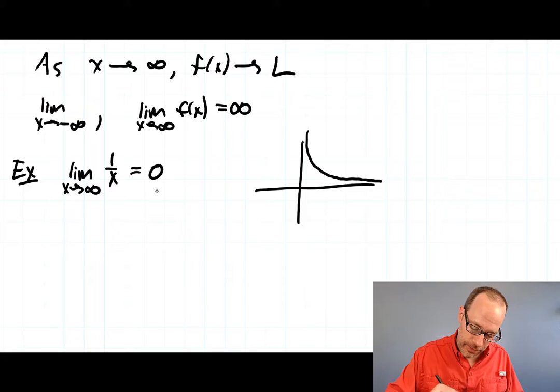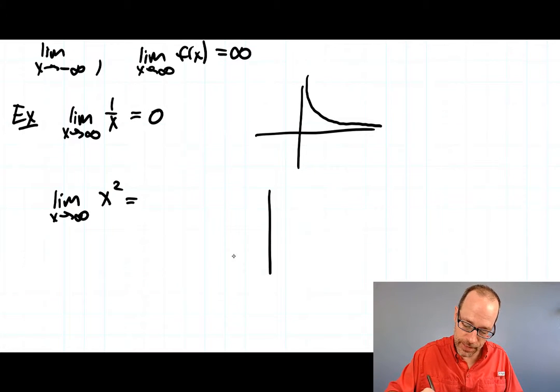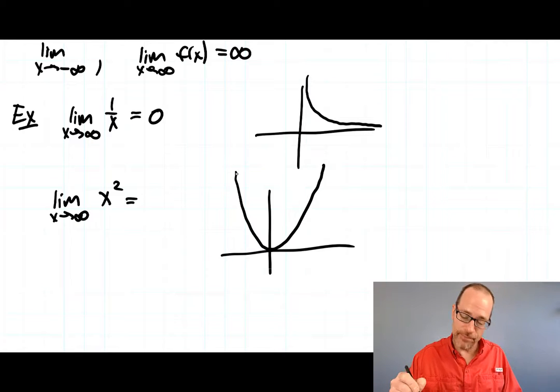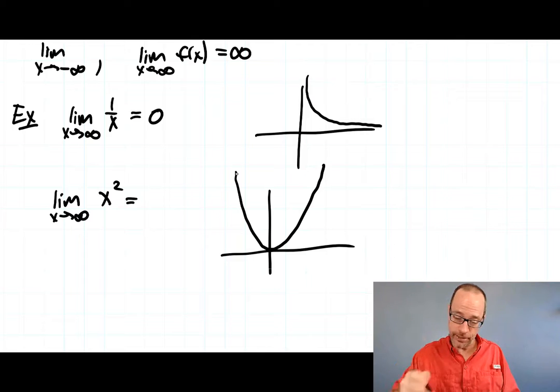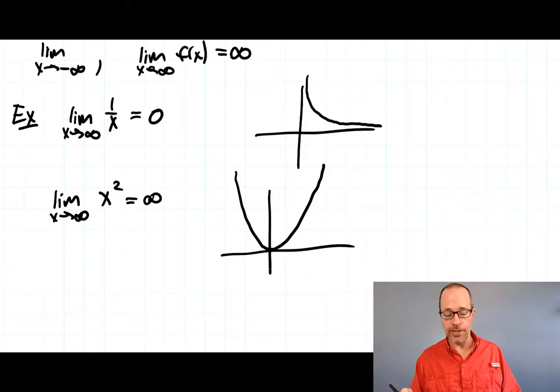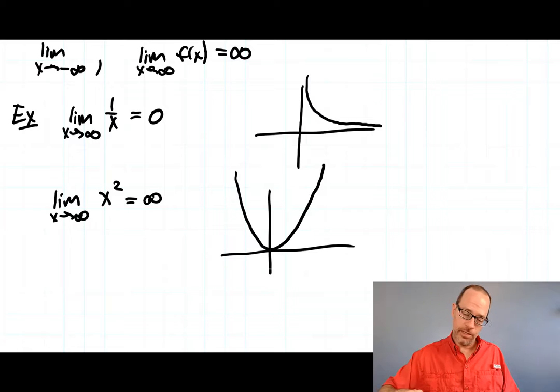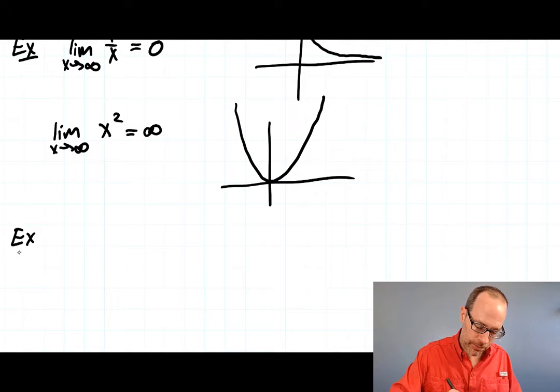And then the other one would be something like this. The limit as x goes to infinity of, say, x squared. Well, what does that do? Again, you need to know something about the graph. Looks like that. As you can see from the picture, it's just blowing up, getting bigger and bigger and bigger without bound. So the limit is infinity there. Okay. All right. Let's look at another example.